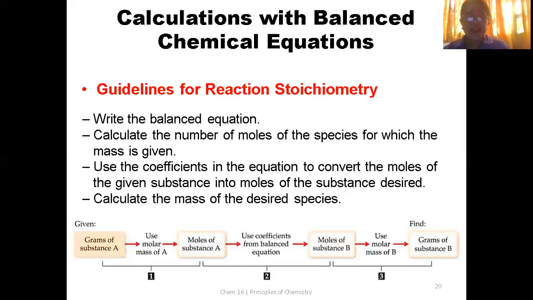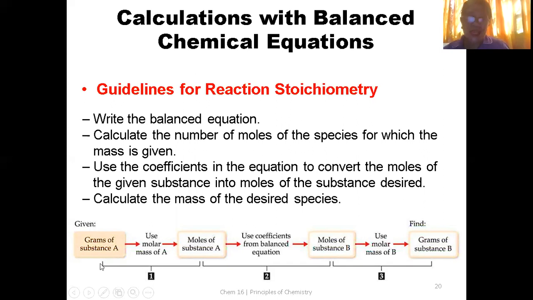So let us have now the calculation with the use of the balanced equation. The first thing that you are going to do, of course, as I have said, is you should balance the equation. Then the second one is you calculate the number of moles of each of the species in the mass given. Then use the coefficient in the equation to convert the moles. Ang coefficient ay gamiton na the number of moles, molecules, okay? Then calculate the mass of the desired species.